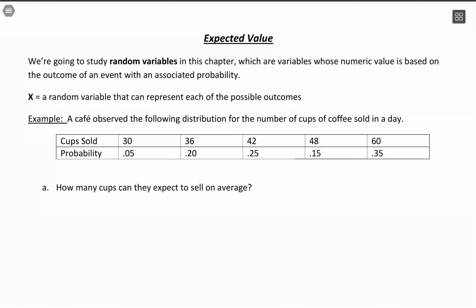So in this video, we're going to talk about expected value. Expected value is going to tie to the idea of mean or average. And with our distribution table where we have our random variable, we're going to look at this example again with number of cups sold.